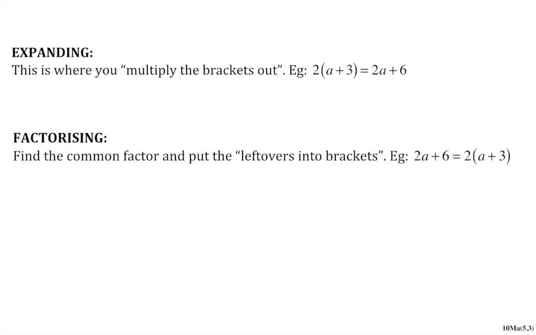Remember, when we're expanding, it means we're multiplying the brackets out. 2 times a, 2a, 2 lots of 3, 6. Factorizing means taking something and putting it into brackets, so there's the same question written in reverse. When you get rid of the brackets, you're expanding. When you take the expanded form and you put it back into brackets, it's called factorizing.